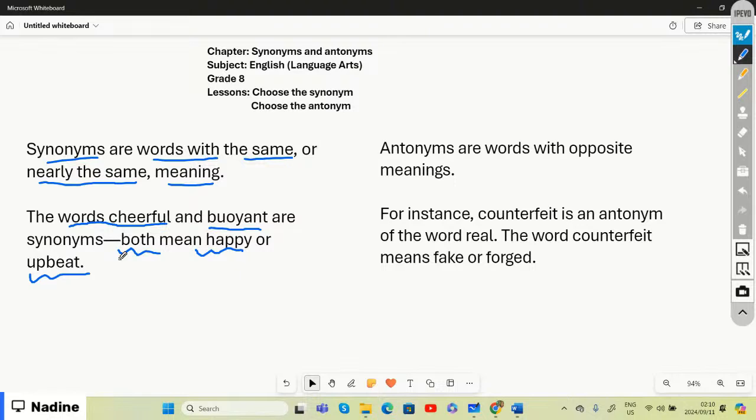All right. So once again, we say synonyms are words with the same meaning, or words with nearly or almost the same meaning. And we made an example of the word cheerful and the word buoyant. Both of those words mean that you are being happy, or you like being upbeat, you are excited. And that we call synonyms. So when the meanings of these words are the same or almost the same, but the words are just different, we call them synonyms.